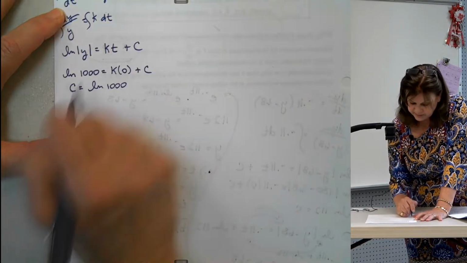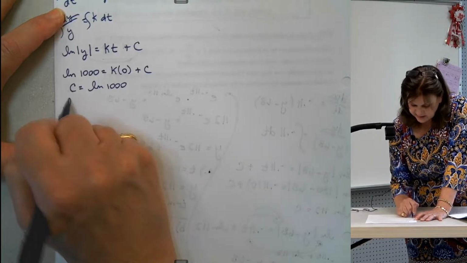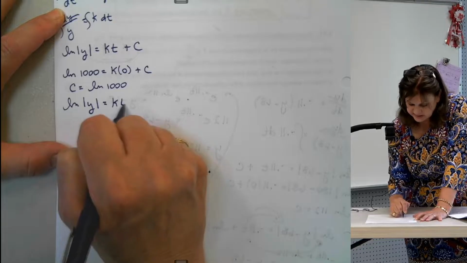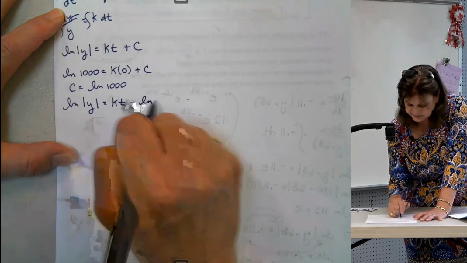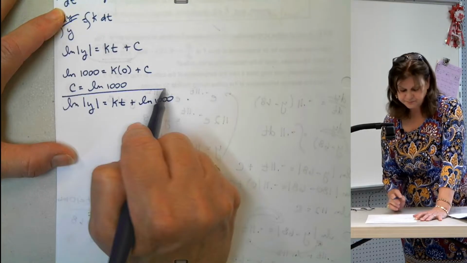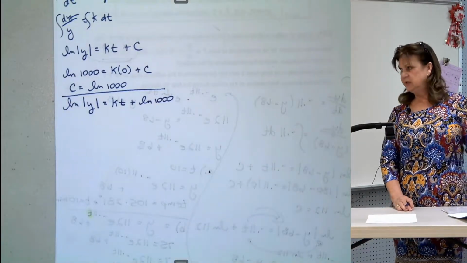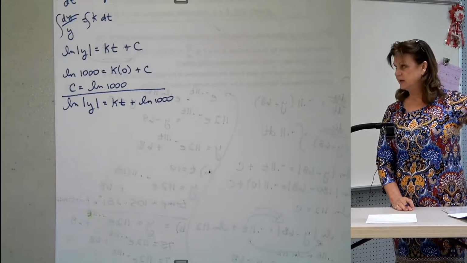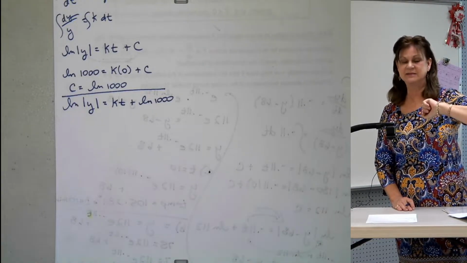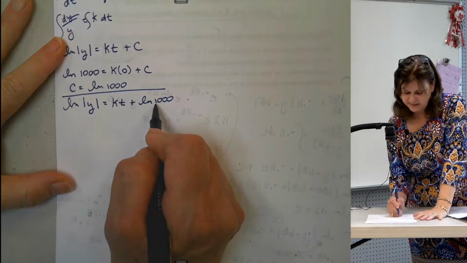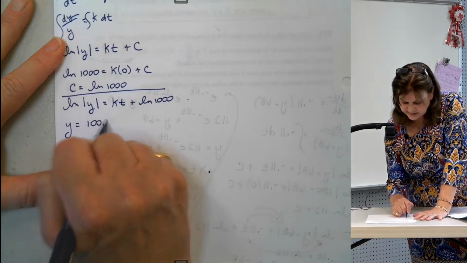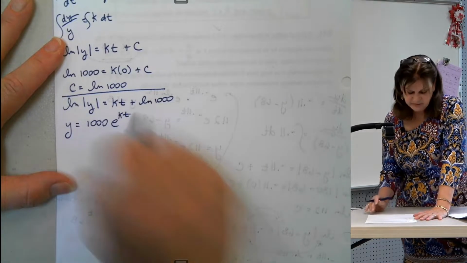So when I plug this back in, I have ln y is k times t plus ln 1,000. Let me separate this. Which means y is e to the k times t plus ln 1,000. Again, base log base. y is going to equal 1,000 e to the kt power.